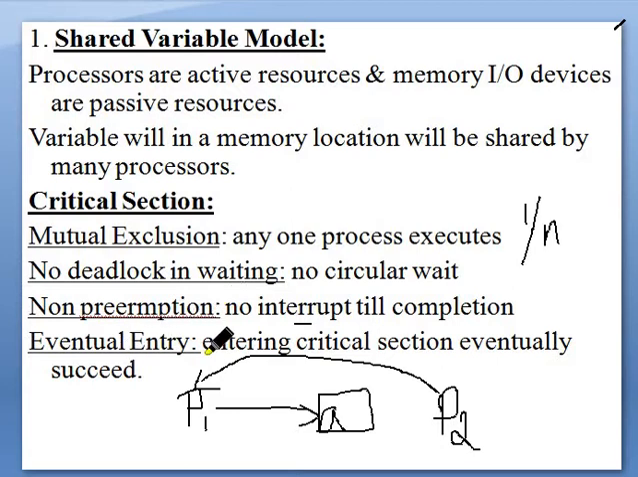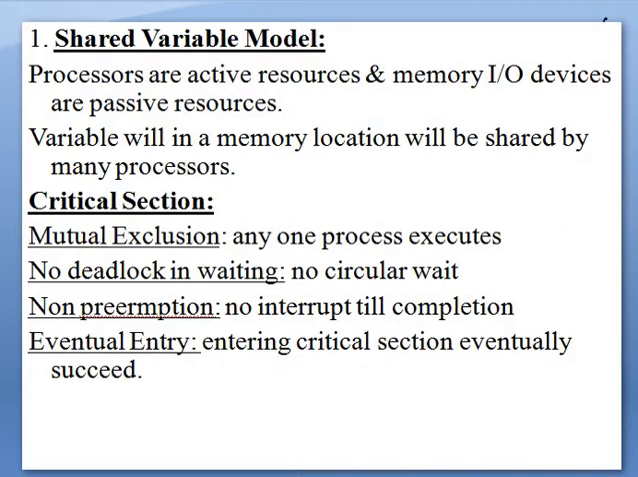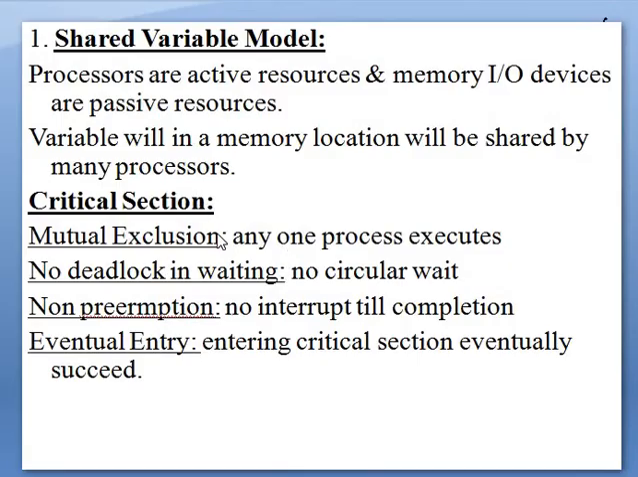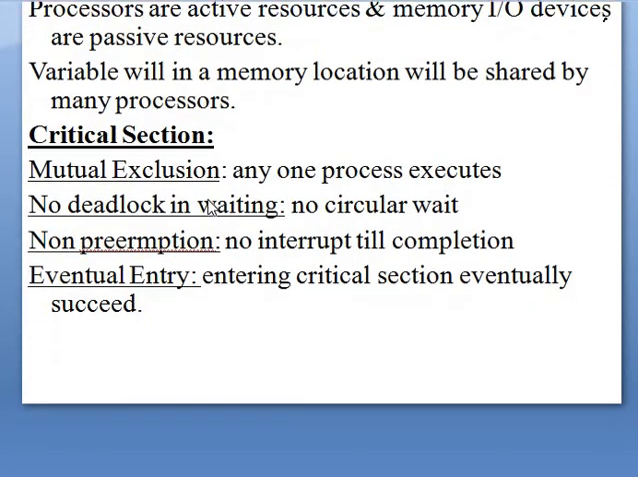Next one is eventual entry. Based upon the priority or event, we have to allow a process to enter the critical section. I told you, critical section means the memory space where the variable is stored, which is going to be shared. This area is the critical section. All processes are not allowed to enter this area. They are allowed to enter based upon their event priority. So these are the features of shared variable memory.